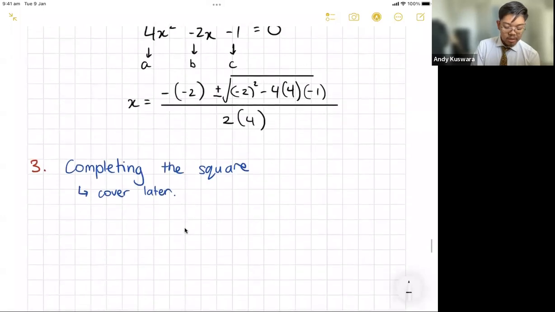Now the last one is completing the square, but we're going to cover that in two exercises' time, so don't fret.